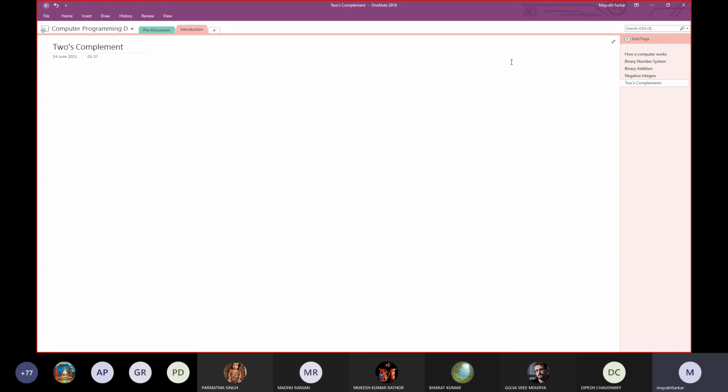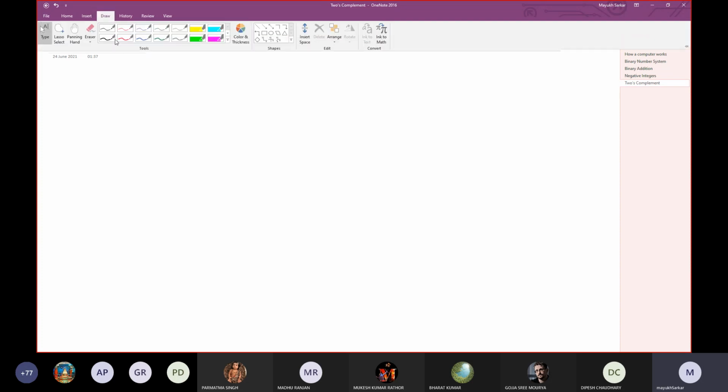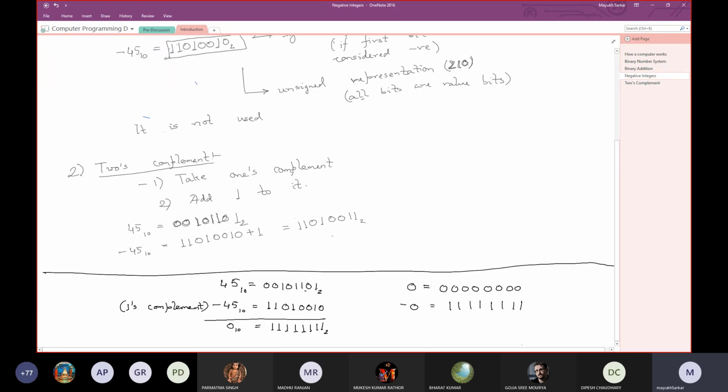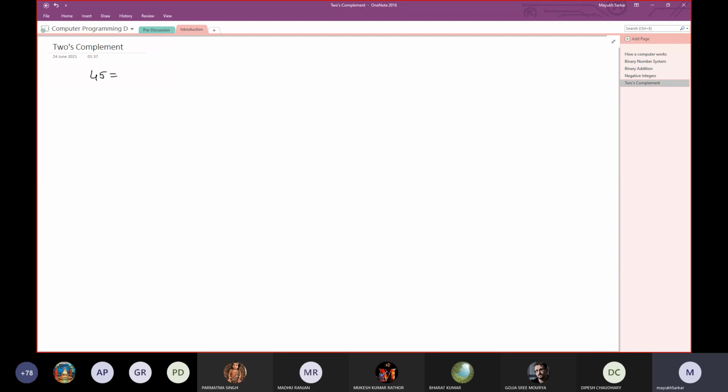So, what is the advantage of two's complement? Let's see. Let me write that 45 again, which was 00101101. And remember, two's complement was first take the ones complement as we have taken here, and then add 1 to it, right? So 00101101.